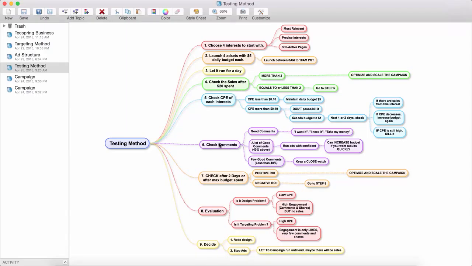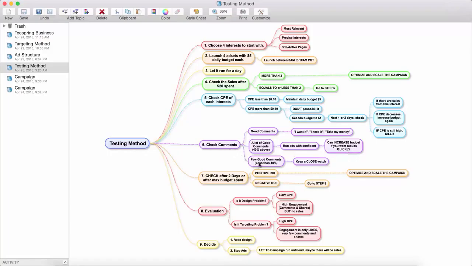campaigns. Next step is you need to check whether there are good comments. What I mean by good comments is like "I want it," "I need it," "take my money." It shows that people are eager to buy your shirts. If there are, you check the comment section. If there are a lot of good comments, which is 40% above, you can run the ads with confidence. You can increase the budget if you want to see results quickly.